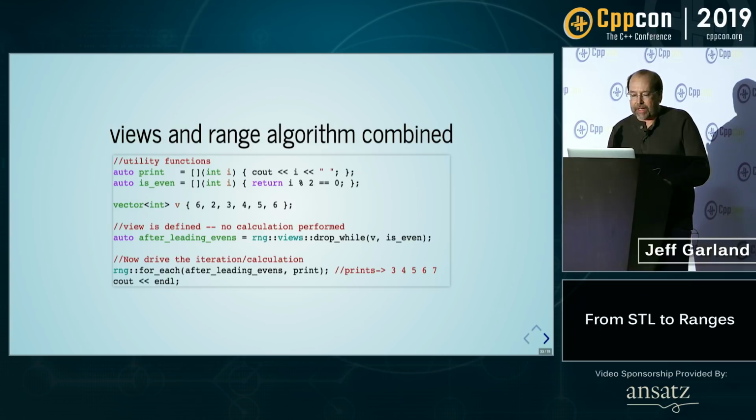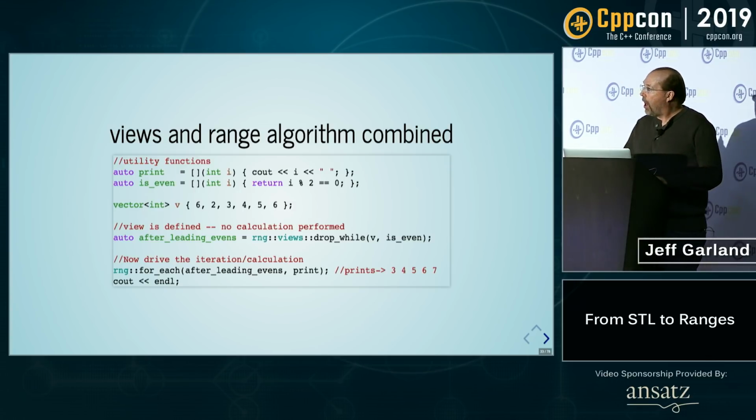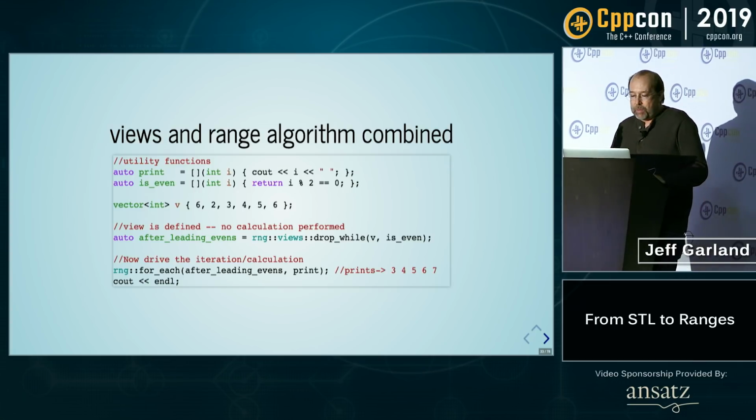I think it would also be fair to say that you'll see in the wild, when you start looking at range examples, that it isn't uncommon for something like a for each algorithm to be paired together with a view.